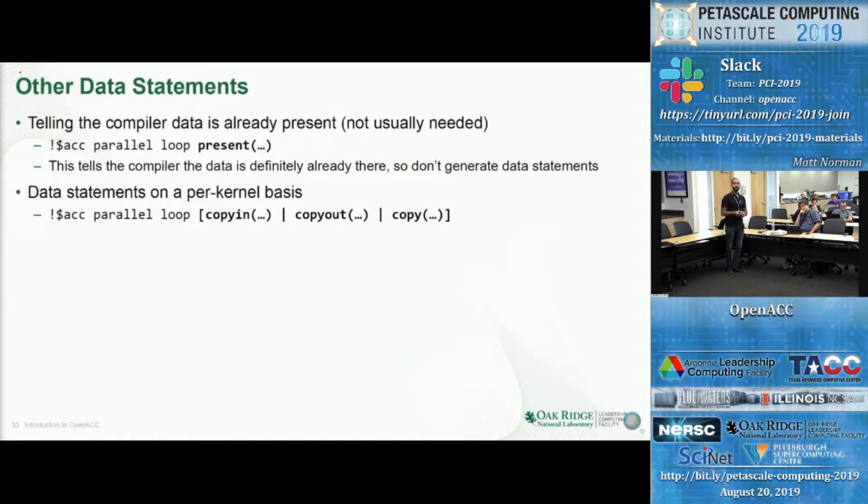Another thing is you don't actually have to say ACC data. When you do the ACC parallel loop, you can attach data statements to it. Things like copy in, copy out, and copy. And for most people, this is where they first start actually doing data movement, is by adding these themselves. And when you code in C with OpenACC, you have to have copy statements on every kernel.